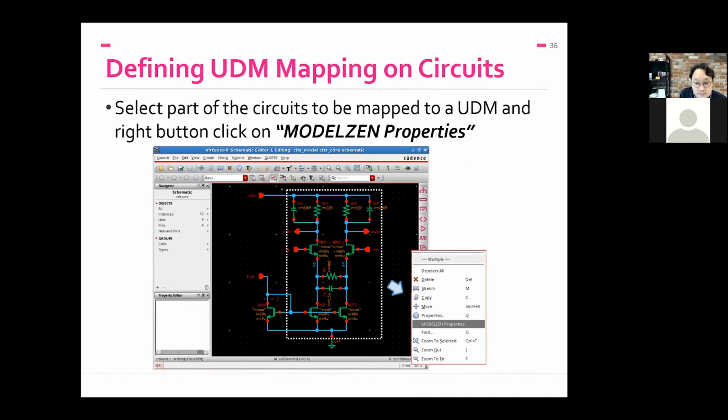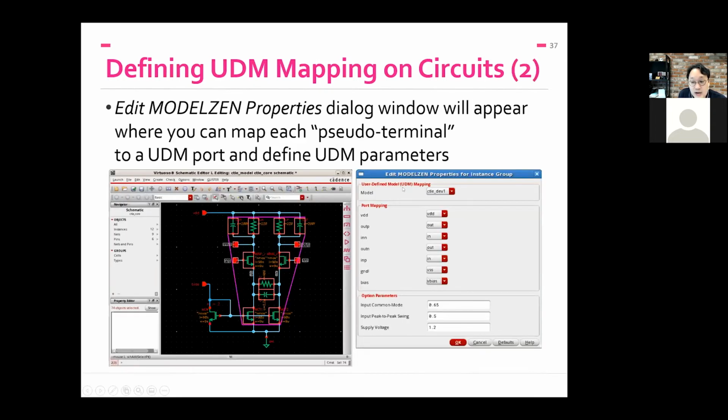And to illustrate the steps of applying this UDM to your circuit, first you select the part of the circuit that you want to apply UDM mapping to. Do a right mouse button click, select models and properties, and this window will pop up. From here, you can select one of the UDMs that's predefined. For example, I want to model a continuous time linear equalizer. Then it will show the list of nets that are identified on the circuit.